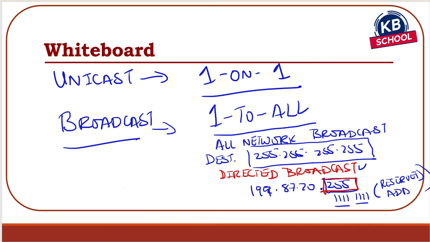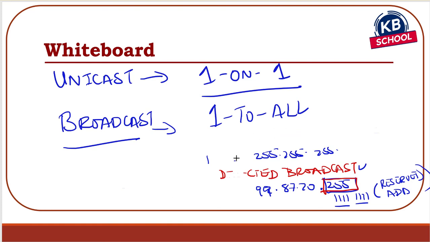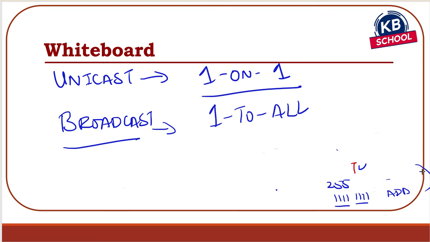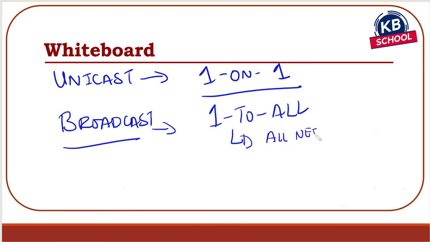One-to-all, again, depends on the place that you're sending it to. So in one-to-all, what are the 2 options? Let me erase this first and then I'll type it out for you. One-to-all represents 2 things. Number 1, it represents what? All network broadcast, which is all the networks that are connected to me. I want to send it to all the hosts on those networks, all my networks. That is this address.